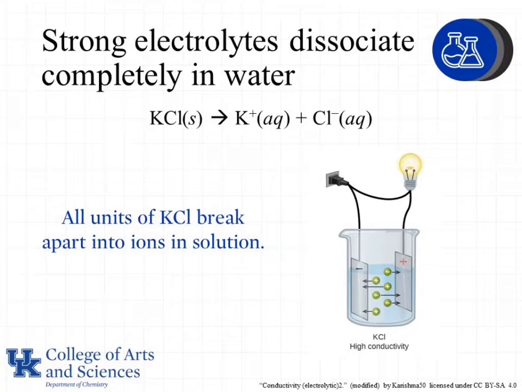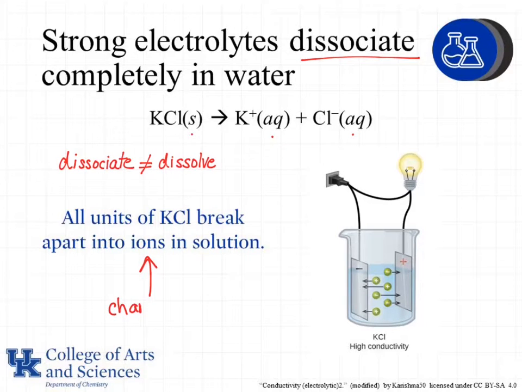Notice that we use the abbreviation S in the equation to indicate a solid, and we use the AQ to represent aqueous, meaning it's dissolved in water. Dissociate simply means to break apart into its components. Note that dissociate and dissolve are two different things. A species can dissolve in water, but that doesn't necessarily mean it will dissociate into its ions. In this case, KCl both dissociates and dissolves.